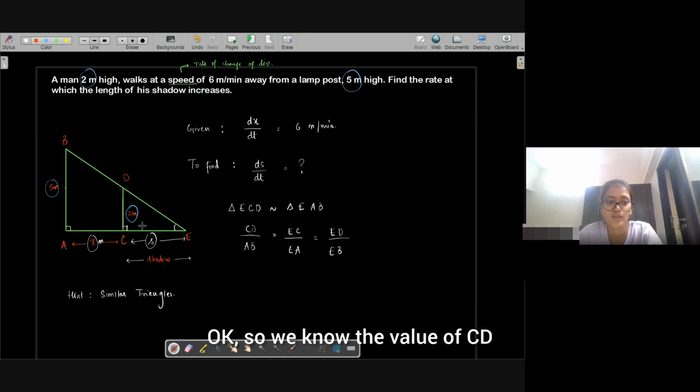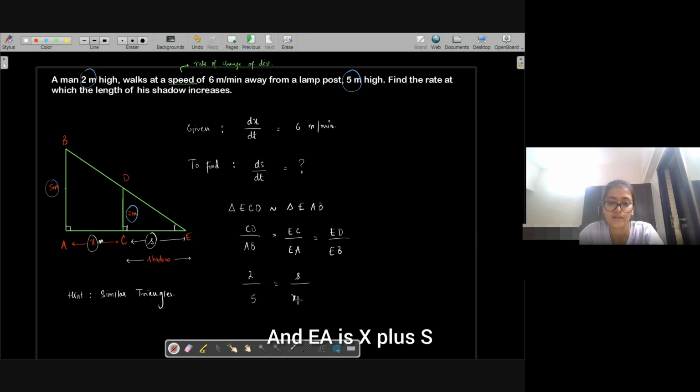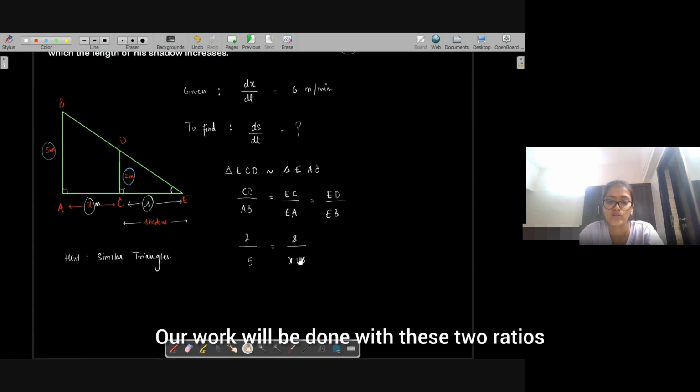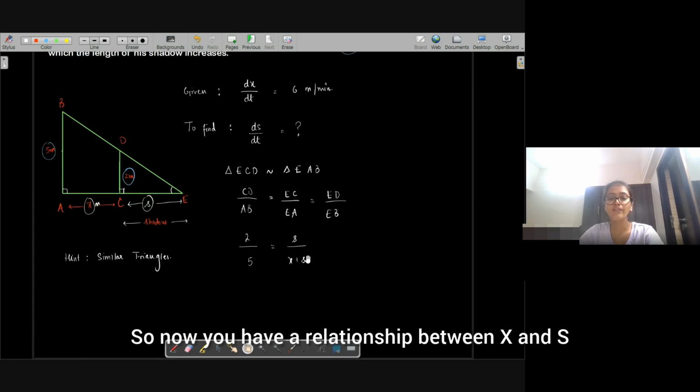Okay. So we know the value of CD. CD is 2 and AB is 5. EC is S and EA is X plus S. And we don't know what ED and EB are, but that's okay. We don't even need that ratio. Our work will be done with these two ratios. So now you have a relationship between X and S.